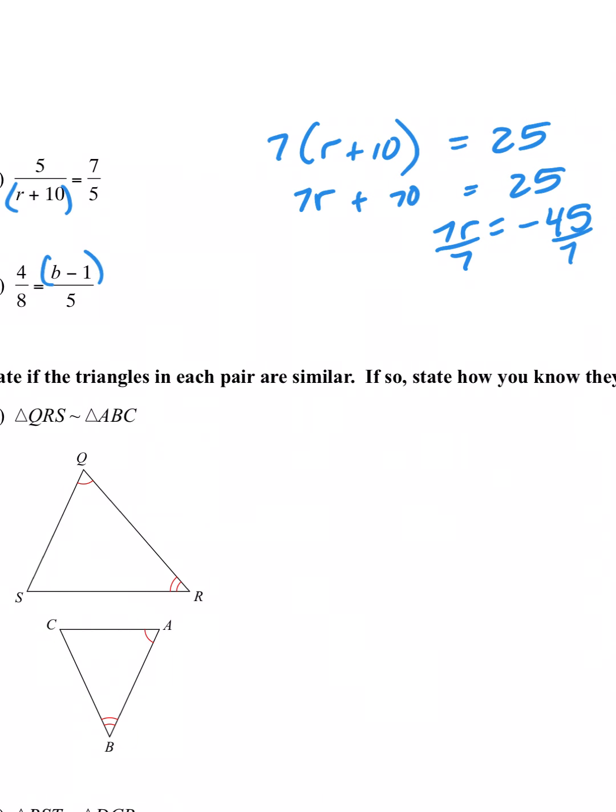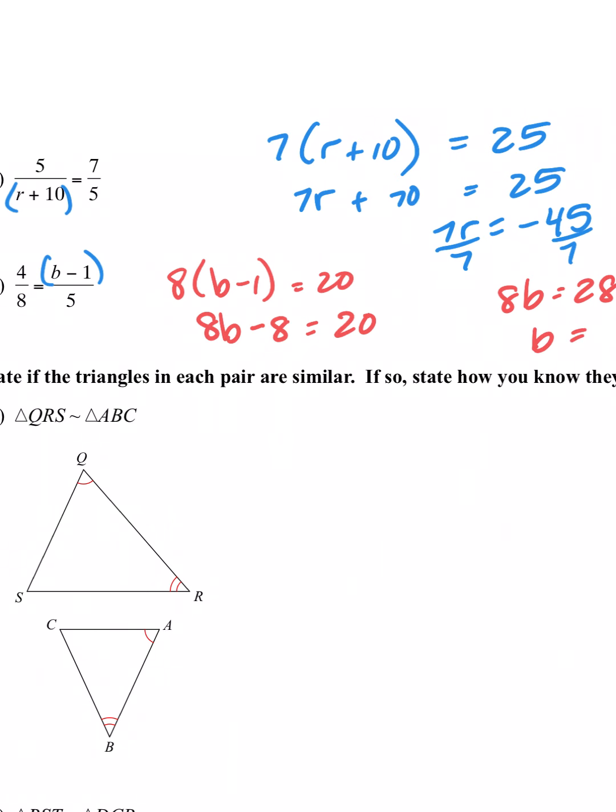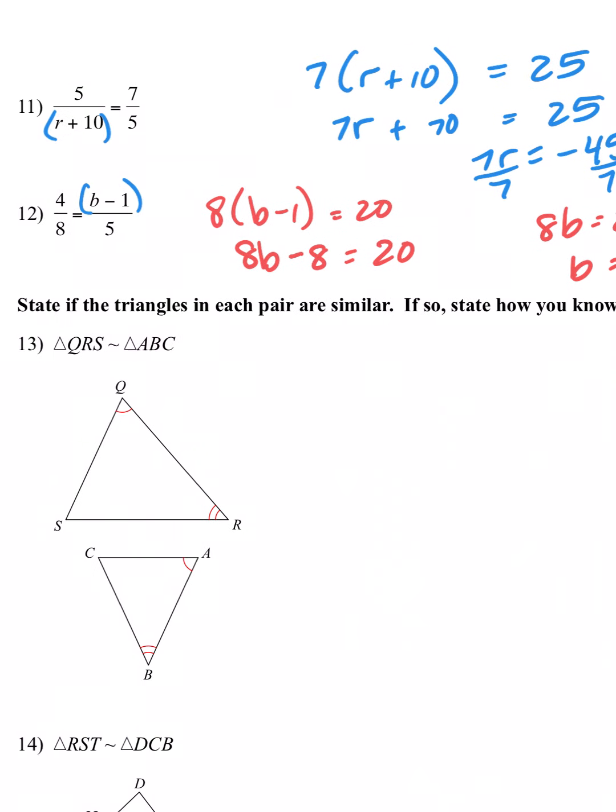And then for the next one, I'm going to change color so you can see where one is different than the other. 8 times b minus 1 equals 20. 8b minus 8 equals 20. And when you add 8 to both sides, you get 8b equals 28. And b equals 3.5.